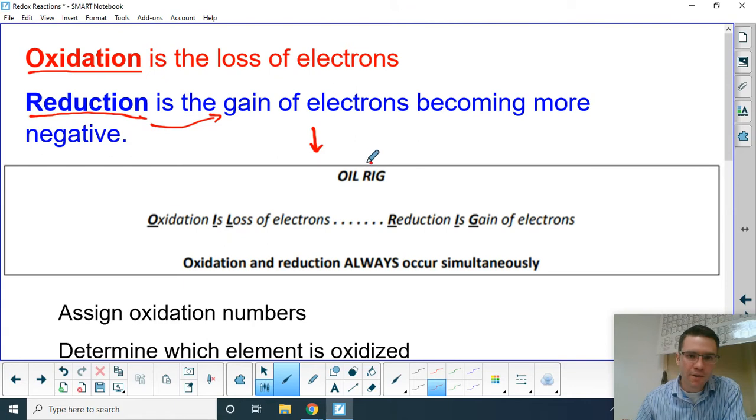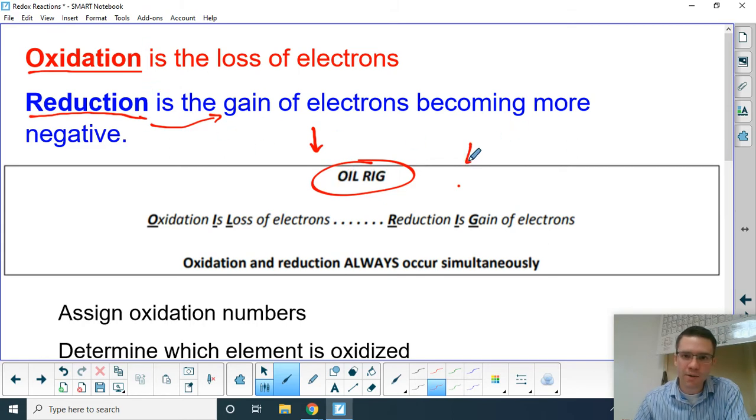But I like to use a little mnemonic device here if you want to. If you can remember oil rig, you can keep track of these two. Oil rig will tell you oxidation involves loss, and the rig part, reduction, involves gain. And you want to have a mnemonic device keep track of this, because when we take the AP test in the spring, you might have a question that involves this. It's a quick way to remember which one's which. It's really easy to get these confused. So have something like this.